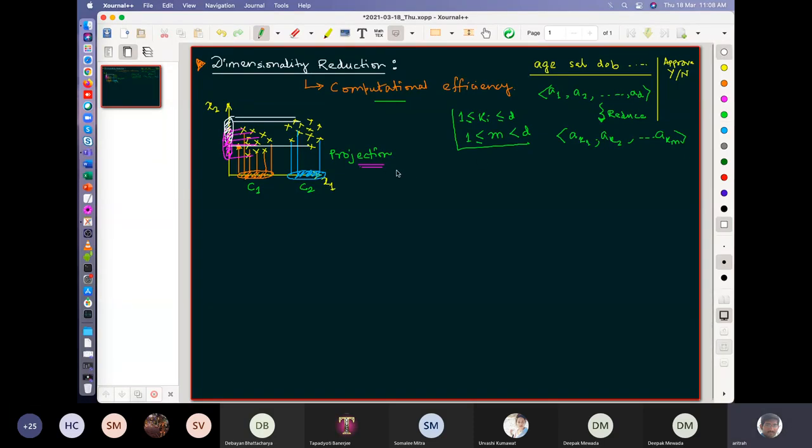First, I would like to define something by which I can evaluate my projection. So how do I evaluate whether this is good or this is good? So what we call class separability, let us first define.